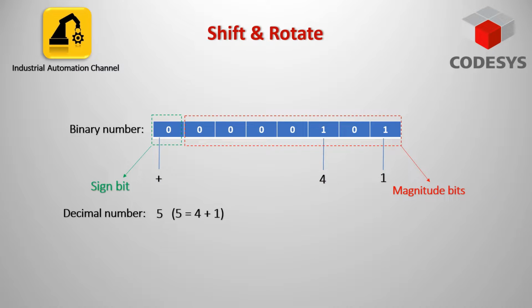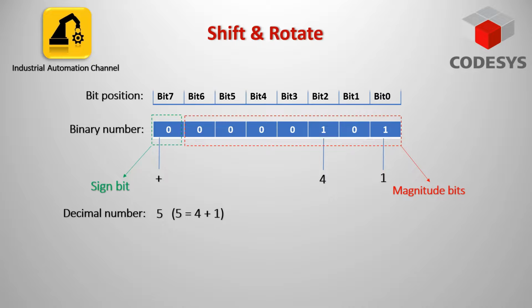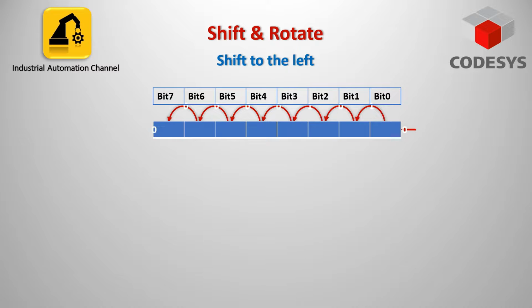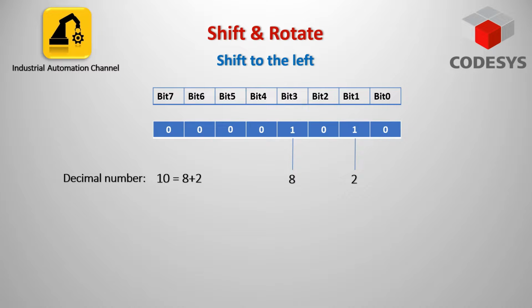Let me first explain how shift and rotate work. As you know, the binary format of 5 is 101. If you want to store this value in a byte in PLC memory, it would be like this. Now if we want to shift all bits one bit to the right or left, how can we do that? For example, if we move all the bits one to the left, we will have this value. Each time with shifting, 0 will be added to the first bit from the right. The new value now is 10 in decimal.